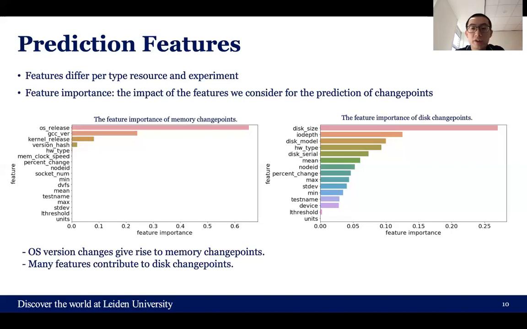So what is feature importance? Feature importance is the impact of the features we consider for the prediction of change points. So from these two figures, we could see that OS version changes give rise to memory change points mainly, and for disk, there are many features contributing to disk change points. And that's one of the reasons why the accuracy of the disk prediction is not very high.